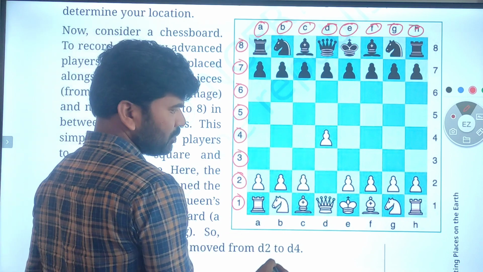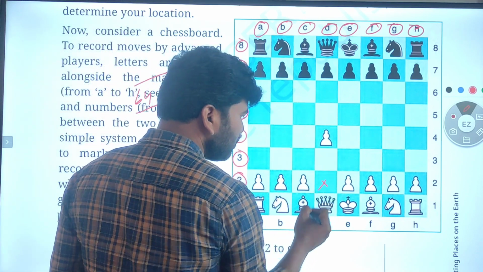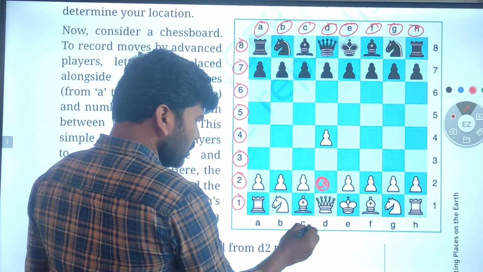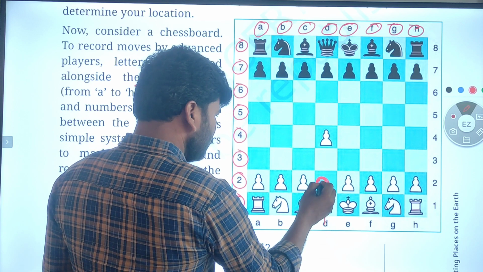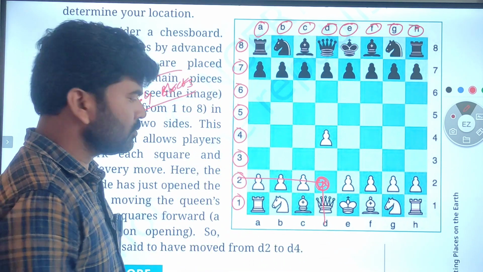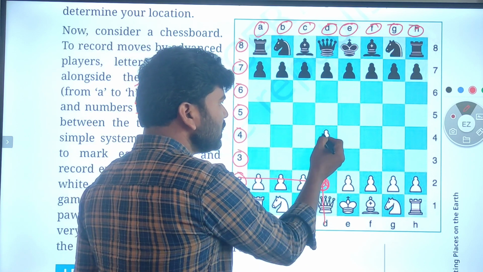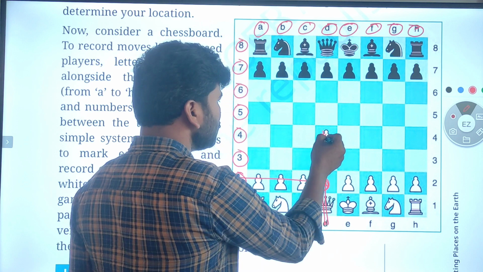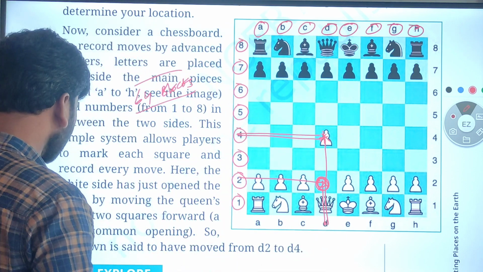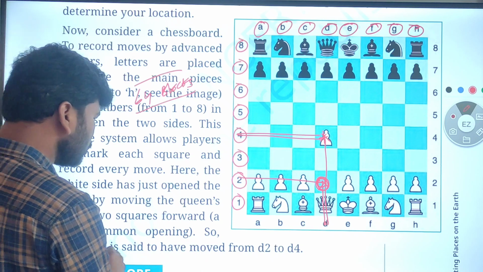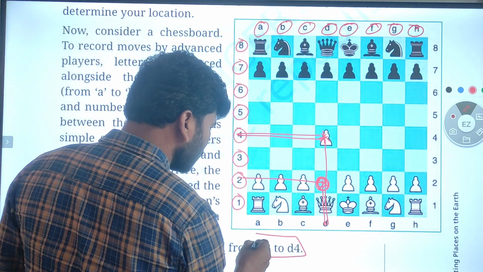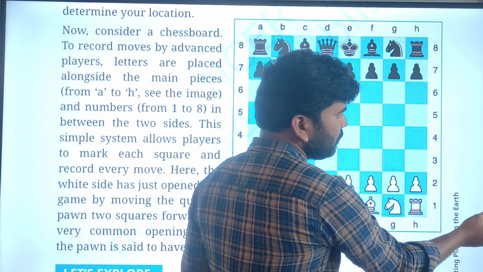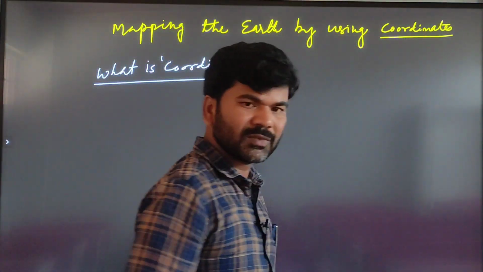For example, take this example. Here there is a pawn. The present location of this pawn is D2. It has two movements from here to here. Now its present location is shifted from D2 to D4. So in this way we can say the pawn is said to have moved from D2 to D4. The D2 and D4 are called coordinates.